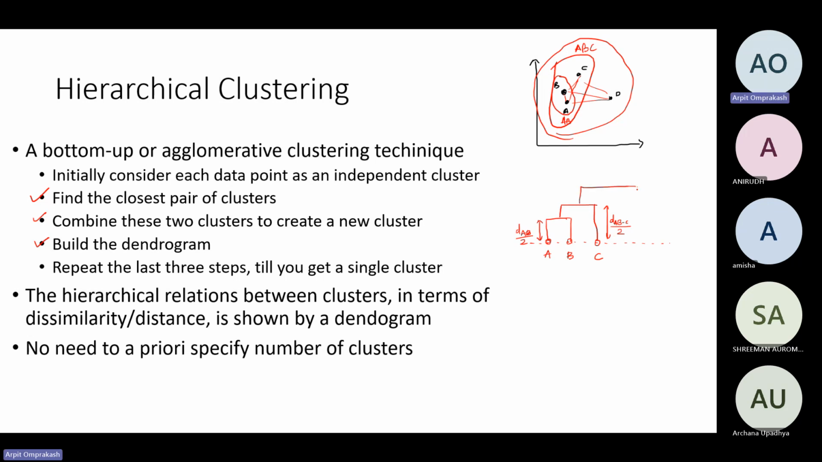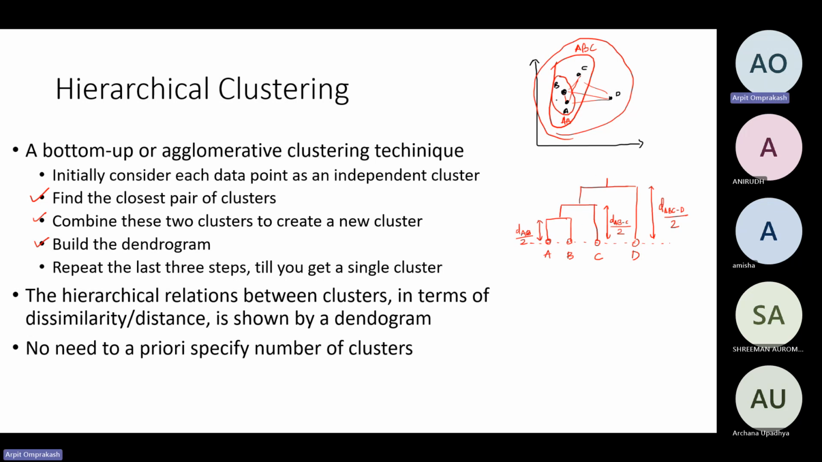And we plot it like this. Basically, this is T, and this distance will be the distance between the ABC cluster and D divided by 2. Right. So this is basically our hierarchical dendrogram. This dendrogram shows us what the relationship is between different clusters, how far apart they are, and which one is connected to which one.